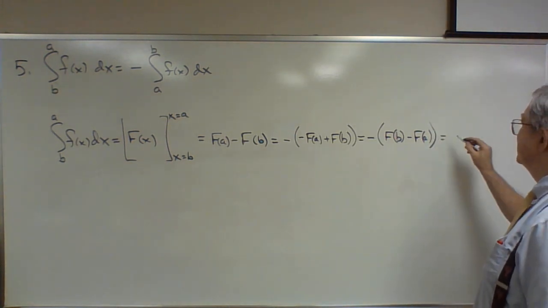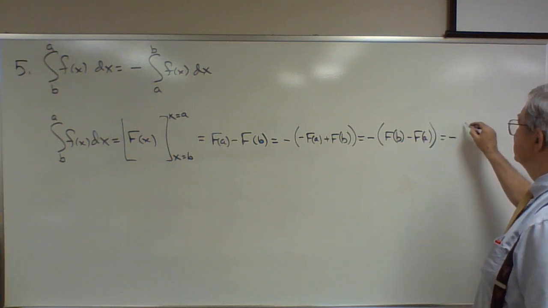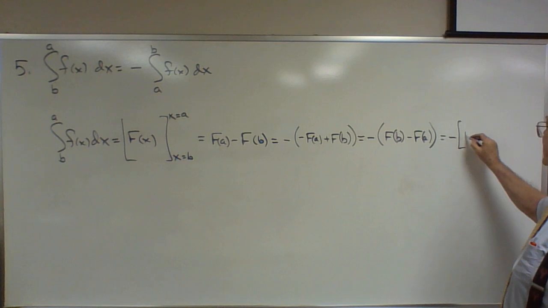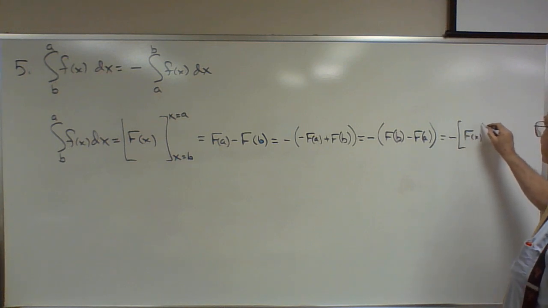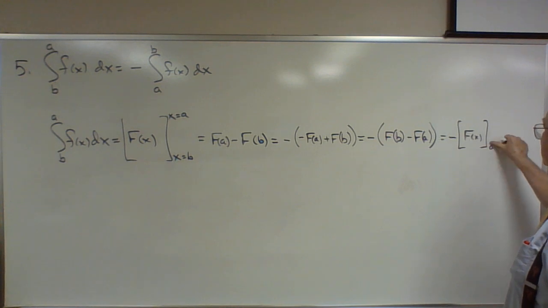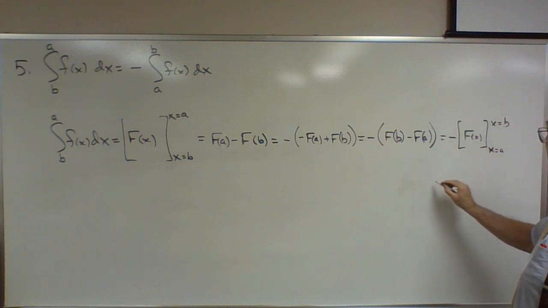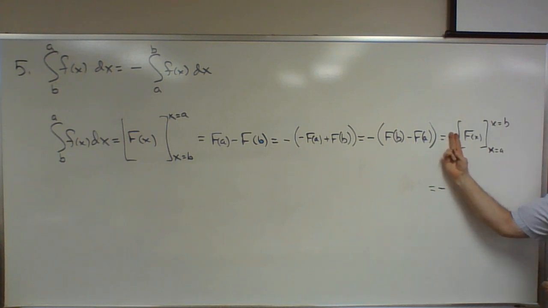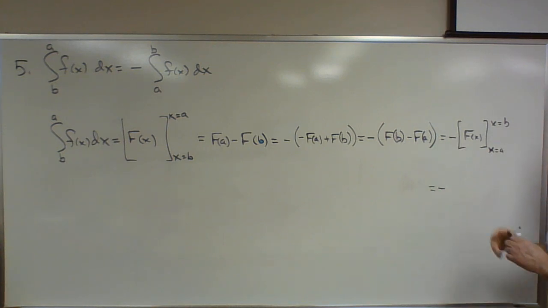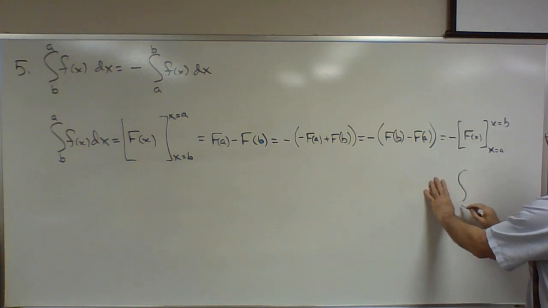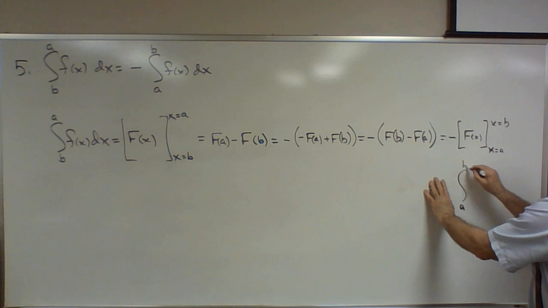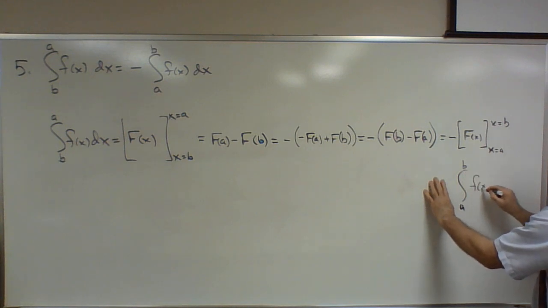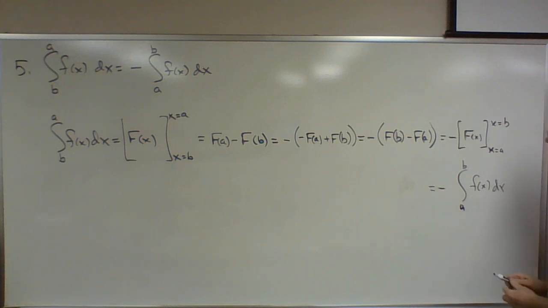And what is this? This is negative what we get if we take the antiderivative of little f of x and evaluate it from x equal a to x equal b. And without the negative sign here, what is this? Isn't that just the integral from x equal a to x equal b of little f of x dx? Negative this thing is equal to negative that thing.